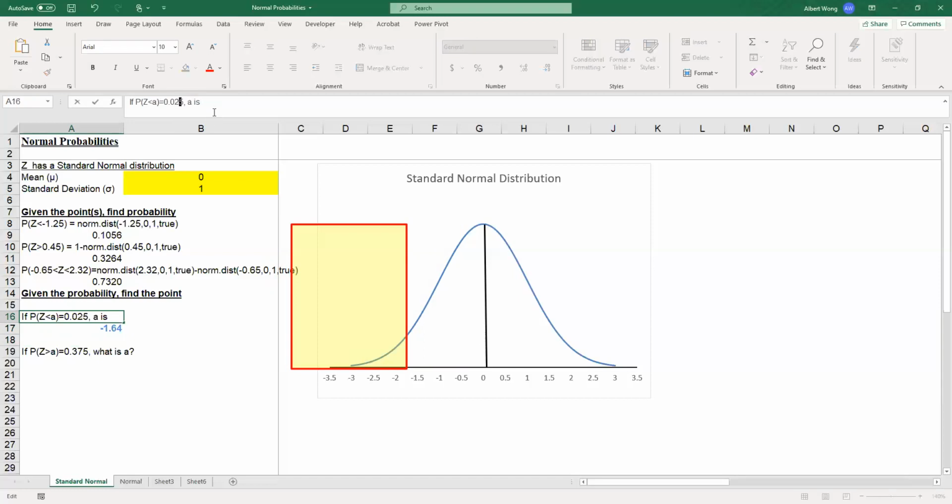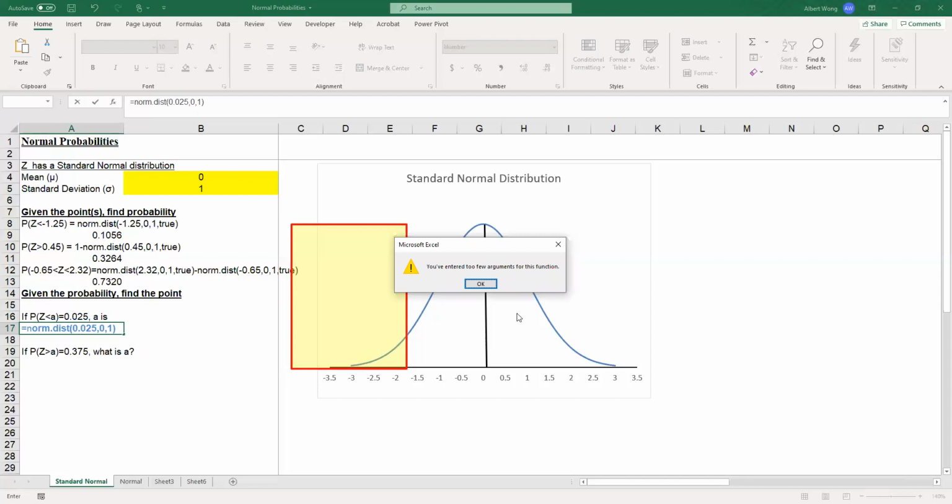Now, the other value that we always are looking for is actually when the area is equal to 0.025, right? So if the area is equal to 0.025, what is the point that corresponds to it? Again, let's do it the last time, equal to norm.dist 0.025, 0, and 1.